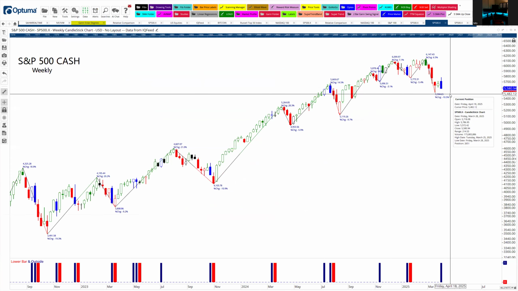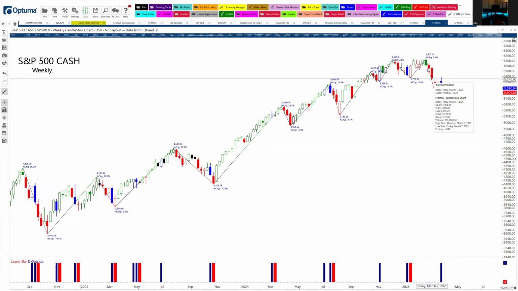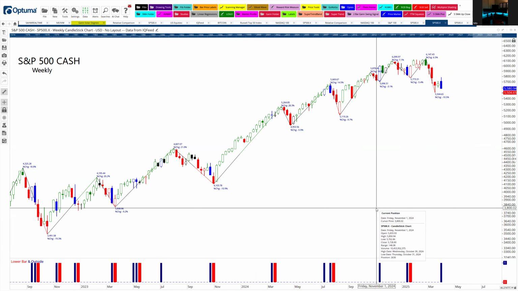But the swings have to turn up, man. We just don't have that. This line is to the downside. We need this line to emerge to the upside.